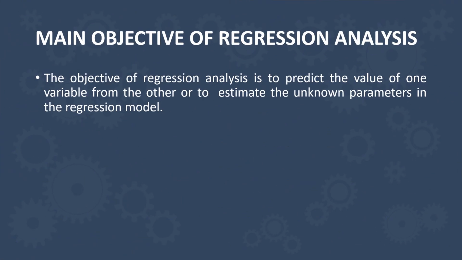As we wrap up, it is important to remember that the main objective of regression analysis is, first, to predict the value of one variable based on another, and secondly, to estimate the unknown parameters within the regression model.